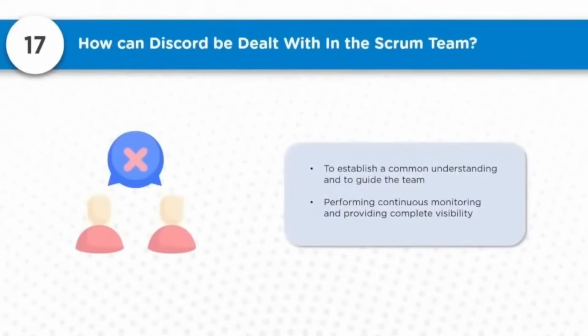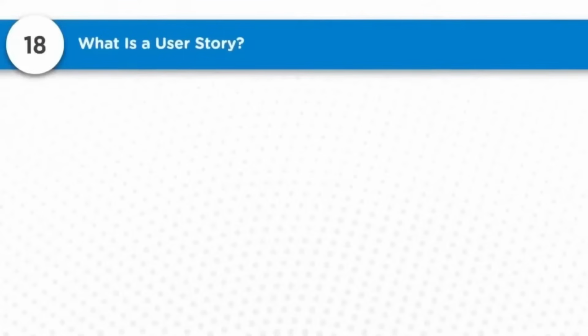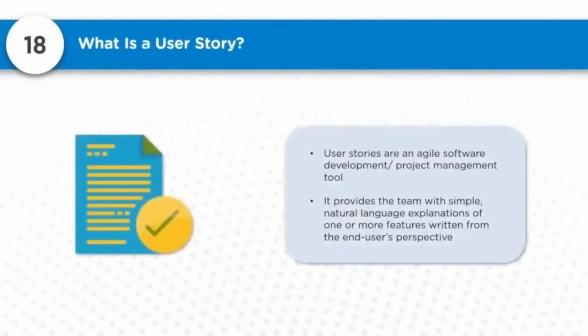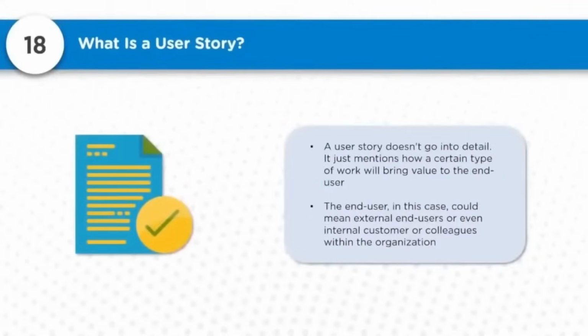Performing continuous monitoring and providing complete visibility. Very, very important. So next question, what is a user story? User stories are an agile software development project management tool. It provides the team with simple natural language explanations of one or more features written from the end user's perspective.